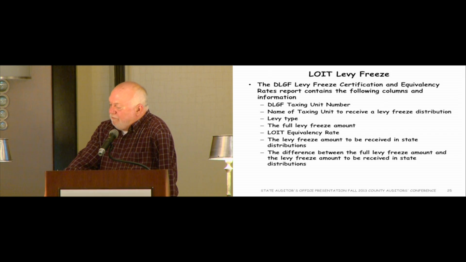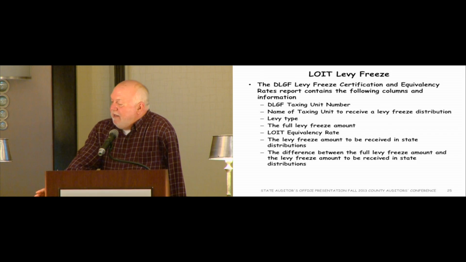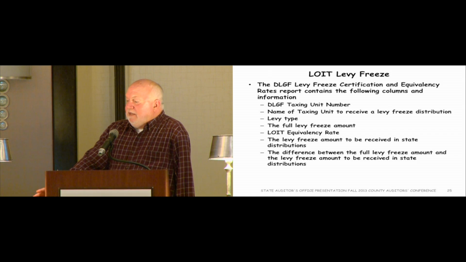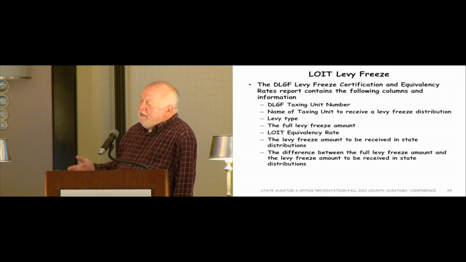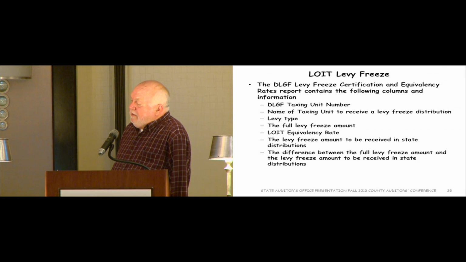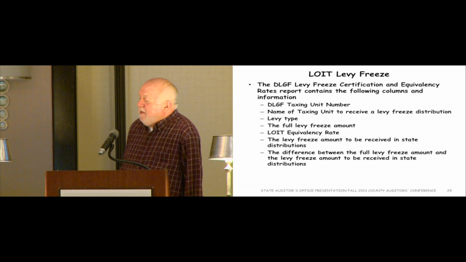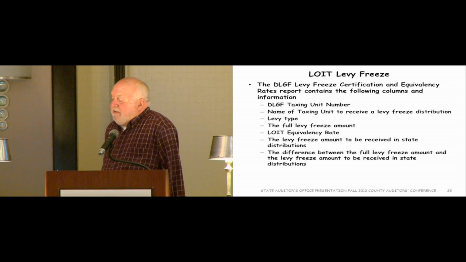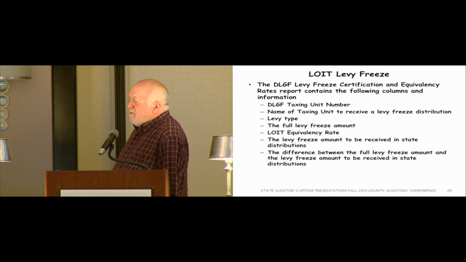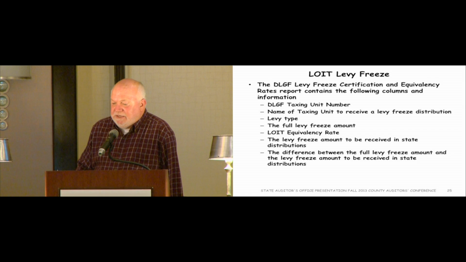The format of the levy freeze report is that it has the taxing unit DLGF number, the name of the unit that's going to receive a distribution, and the levy type, most of them are general fund. Then the first column is the full levy freeze amount. Then it gives you the equivalency rate. The next column is the levy freeze amount to be received in state distribution. So this is that portion of the state distribution that you get, the amount that's for the levy freeze. And the last column is a difference column, the difference between that full levy freeze amount and the amount that you're going to be receiving in state distributions.